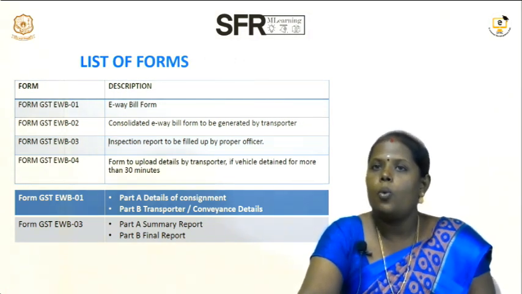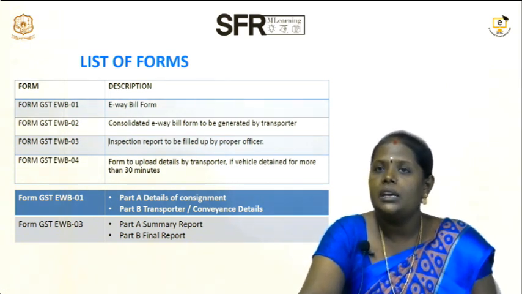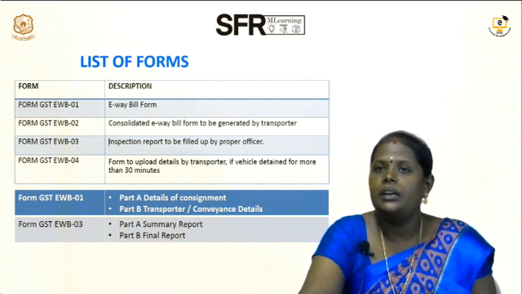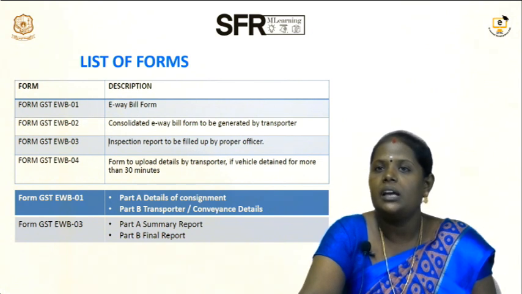Then let us see what are all the forms in the e-waybill. Form 1 is the e-waybill form. Form 2 is the consolidated form for the multiple consignment procedure. Form 3 is to be filled by the transporter if the vehicle is detained for more than 30 minutes. The GST form 1 has two parts, Part A and Part B. The details of the consignment are to be filled in Part A, and Part B is for the transporter. So both Part A and Part B have to be filled in GST EWB 01.